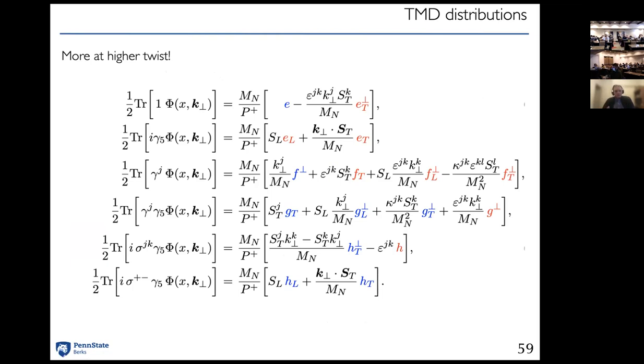What happens at higher twists? So if you go to those that are suppressed by one factor of 1/Q or 1/P+, we can induce 1, 2, 3, 4, 5, 6 different structures. They are all suppressed by 1/P+, and we have different functions now playing a role there.